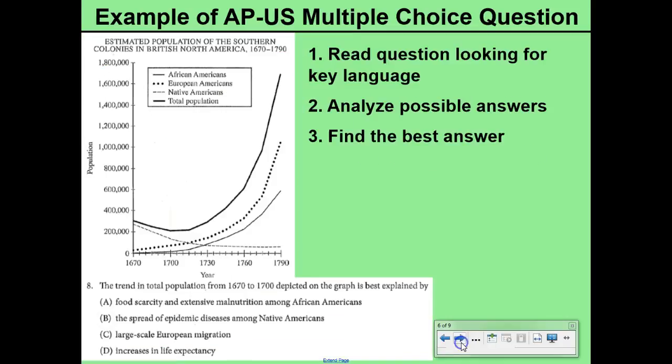Now, as we look at the first question that goes along with this, again, we need to read the question and look for key language. And there's some very key language in here. So take a second and read the question. Okay, were you able to spot the key language?